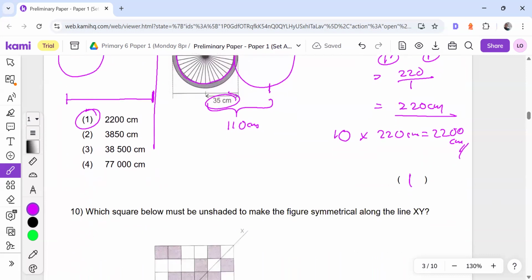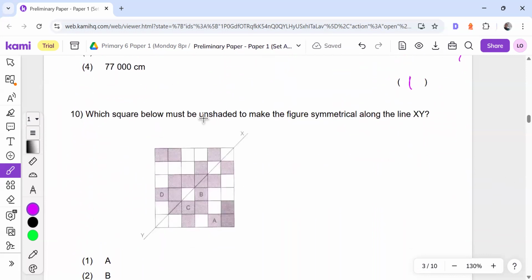Okay, question number 10. Which square must be unshaded to make the figure symmetric along the line XY?